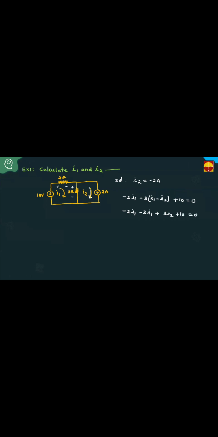Substitute the I2 value, friends. Minus 2 I1 minus 3 I1, that is minus 5 I1. What is I2? Minus 2 amperes. Minus 5 I1 minus 6 plus 10 equal to 0. Then how much I1 you got? I1 equal to 4 by 5, that is 0.8 amperes. Is it correct? I1 equal to 0.8 amperes. That's the answer. Calculation of I2 is very easy.